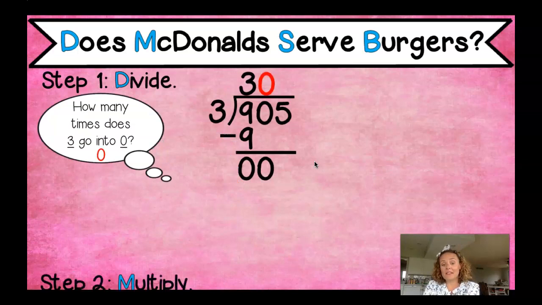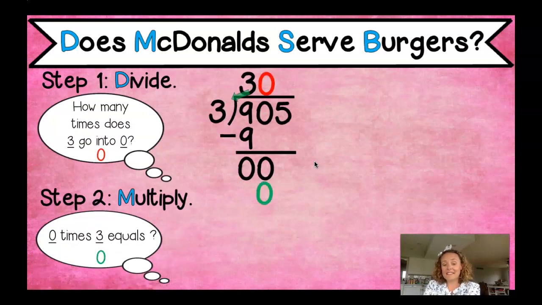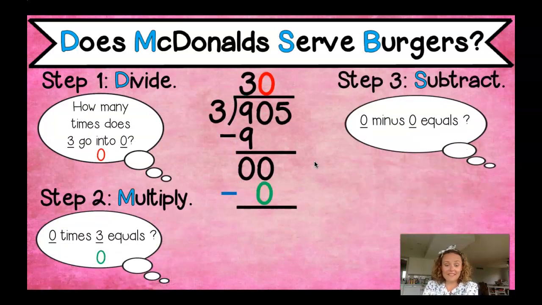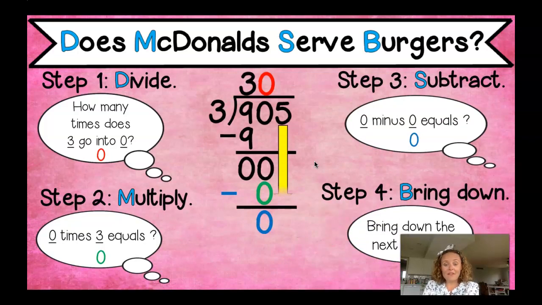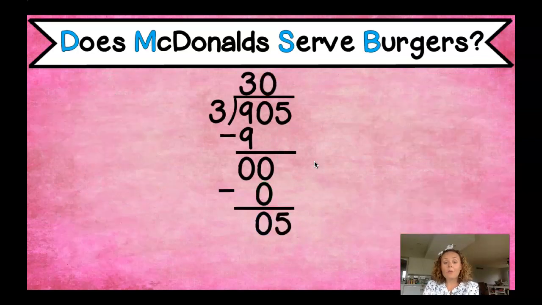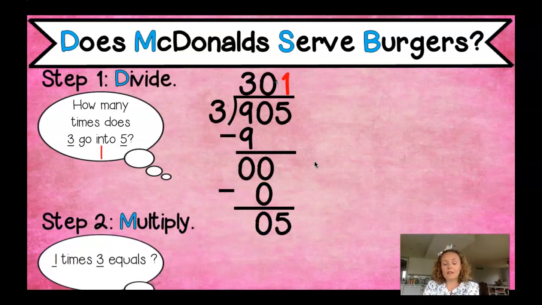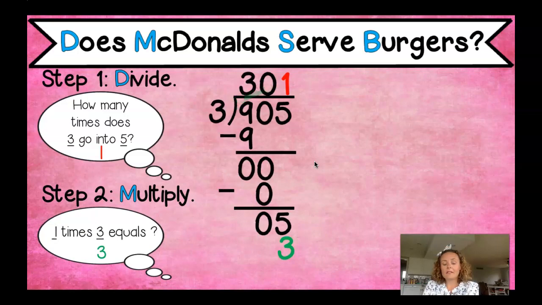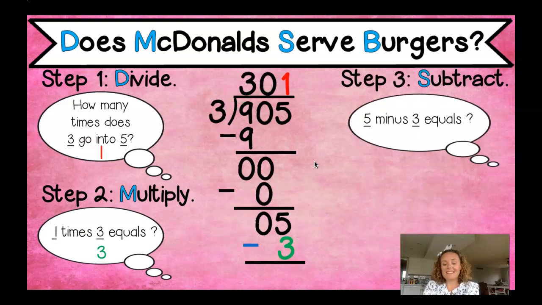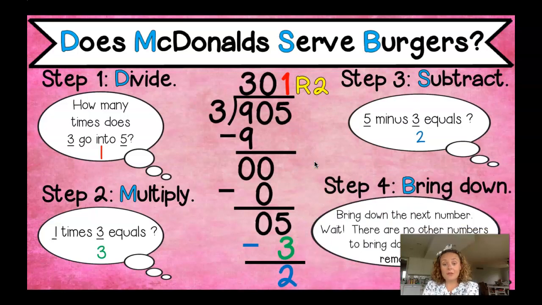0 times 3 is 0. 0 minus 0 is 0. What are we going to do now? Bring it on down. Bring that 5 on down. How many 3s fit into 5? 1 3 fits into 5. So 1 times 3 is 3. So 5 minus 3 is 2. Nothing else to bring down, so that 2 is our remainder.